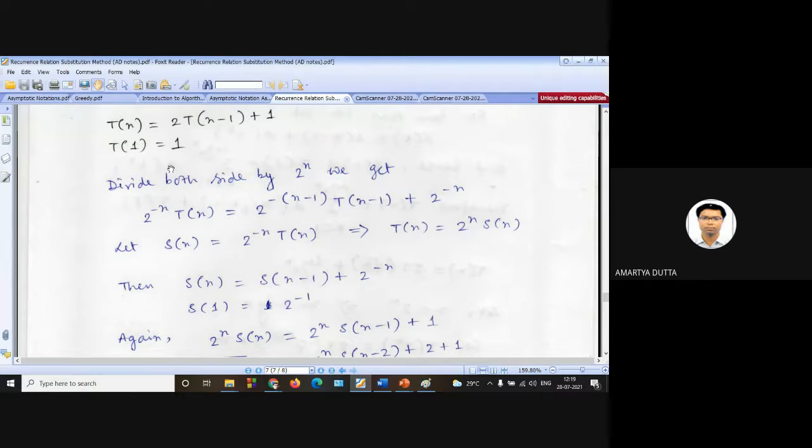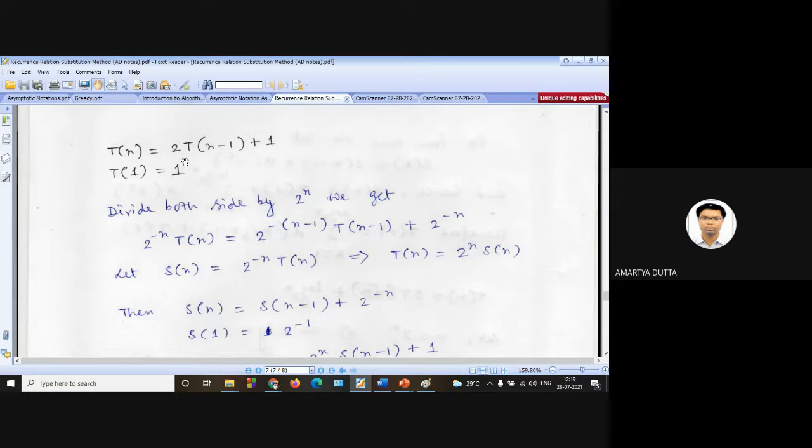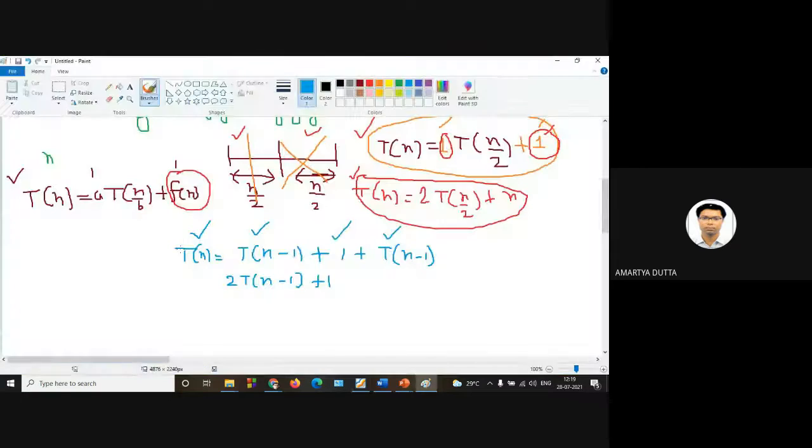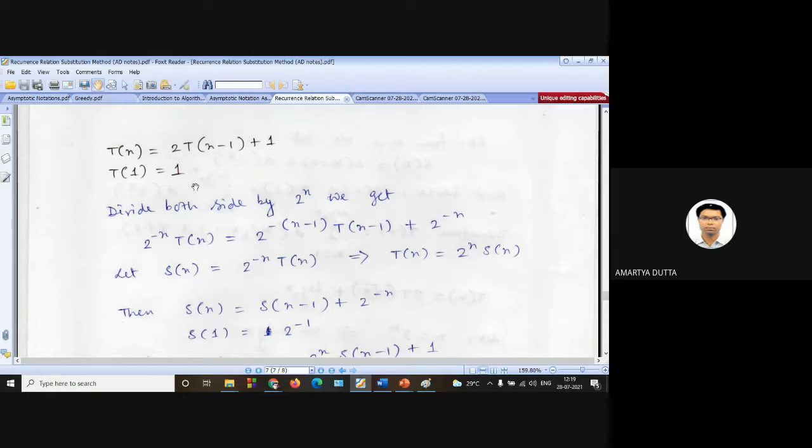Now, T(n) is equal to 2T(n-1) + 1. Can we apply the master theorem here? No. Why? Because the master theorem is applicable only for this format: T(n) = aT(n/b) + f(n). So the master theorem can't be applied in this form.